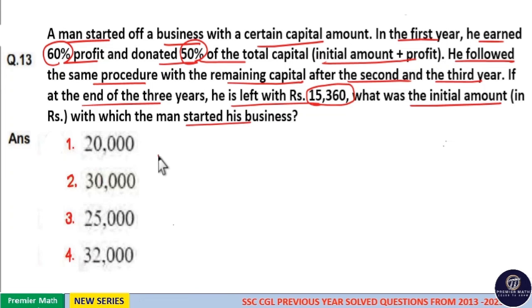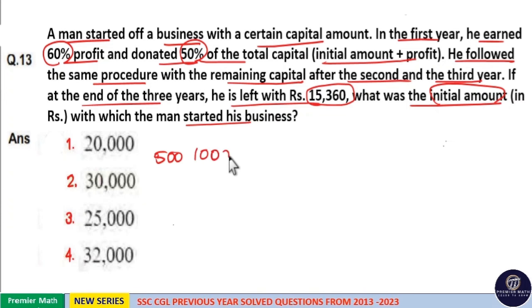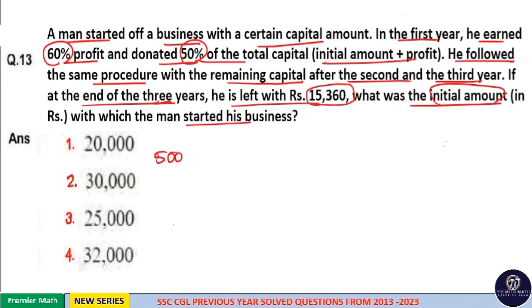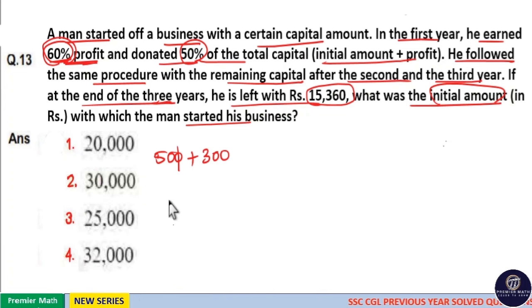I'll take the initial amount as 500 rupees. You can take it as 500 or 1000 rupees. But if you take it as 100 rupees, it will be difficult for you to calculate it for 3 years. So just take 500 or 1000. Now, he earned 60% profit in the first year. So 10% of 500 is 50. So 50 into 6 is equal to 300 is the 60% profit.